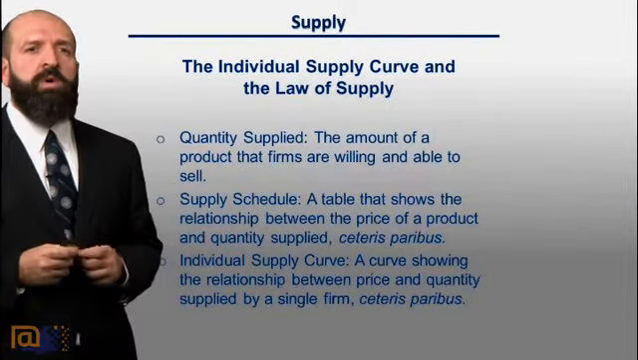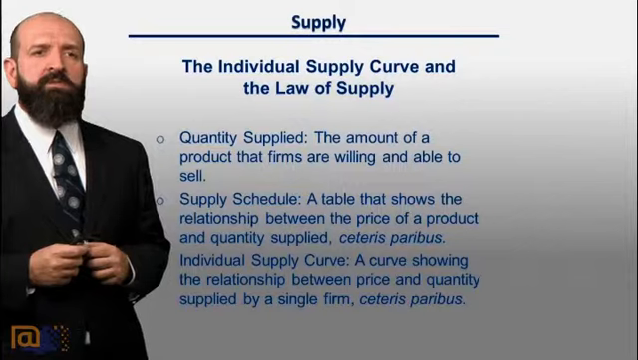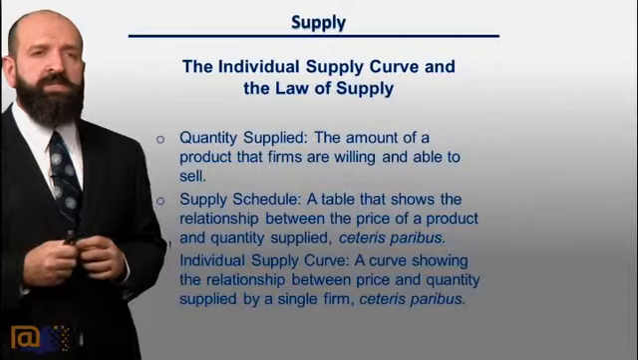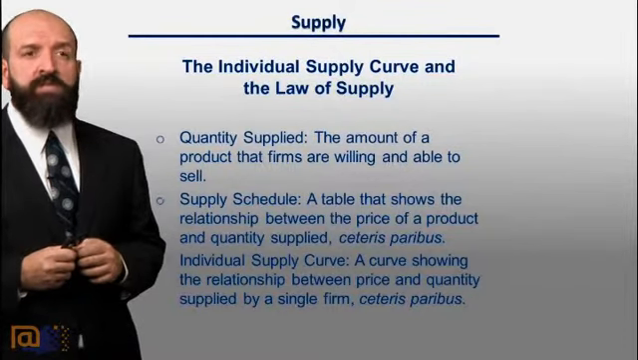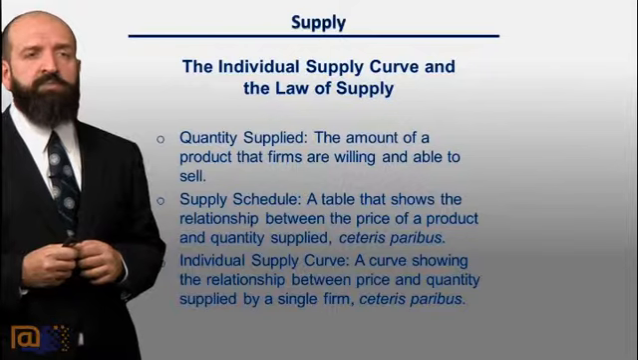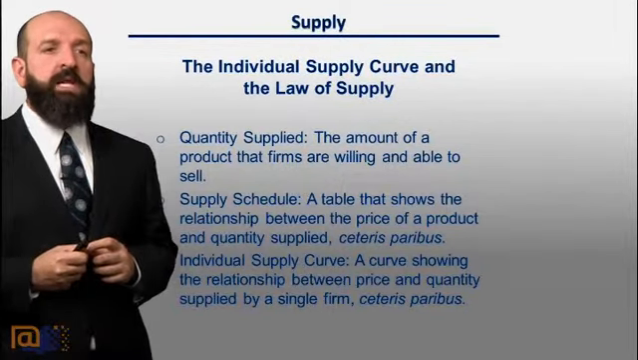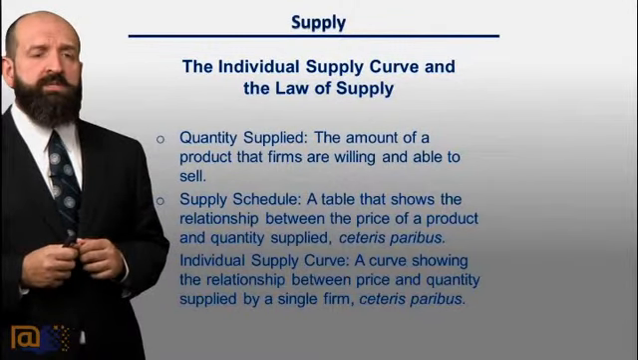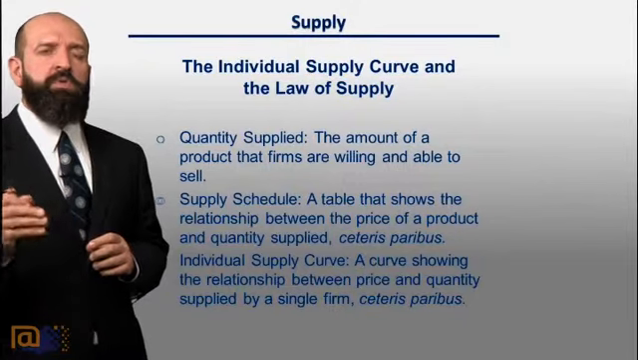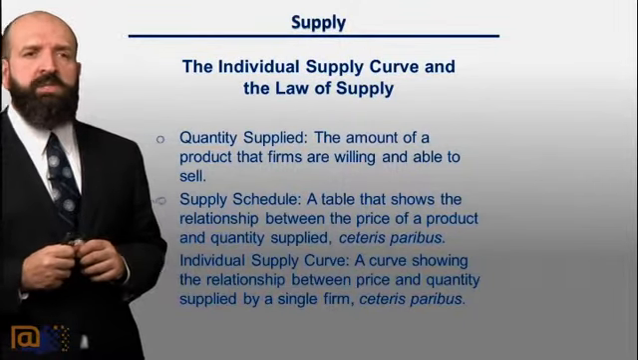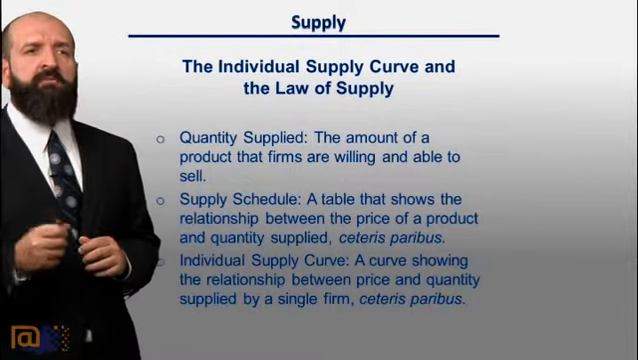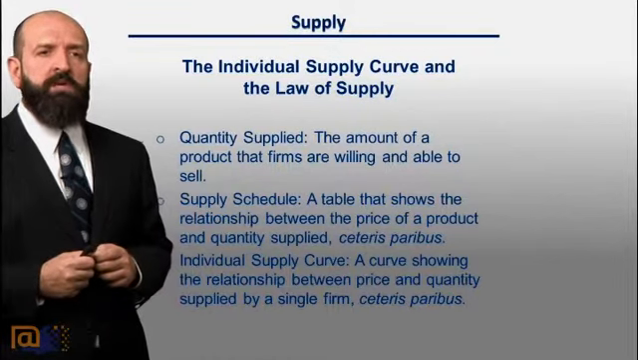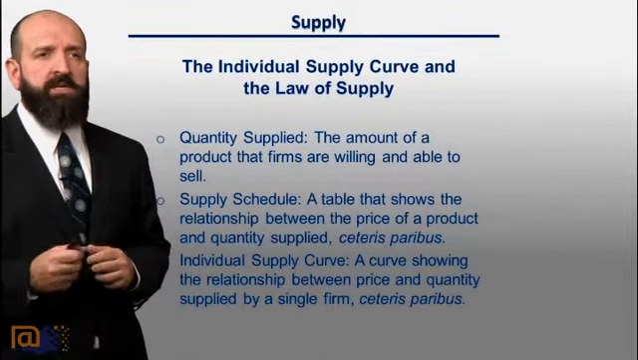Therefore, when we talk about quantity supply, it's the amount of a product that firms are willing and able to sell. Supply schedule shows us the relationship between the quantity supplied and the price of the product or service, ceteris paribus. Ceteris paribus means that other things are held equal. We hold all the other variables constant, and we just look at the relationship between the price of the product and the quantity supplied. Individual supply curve represents the decision by the individual producer, showing how much of a product or service will be supplied at a given price, ceteris paribus.